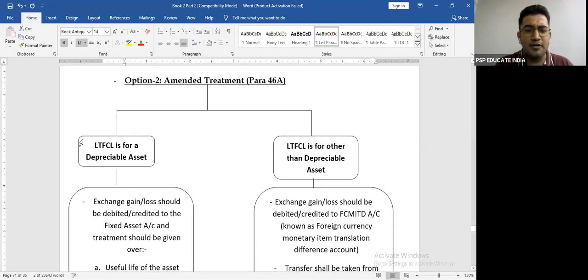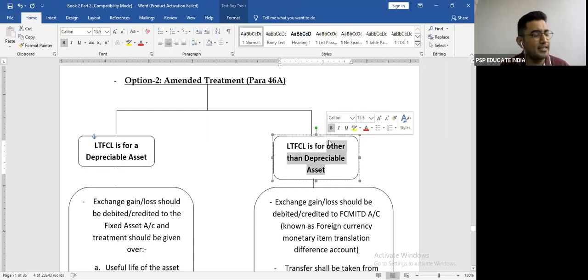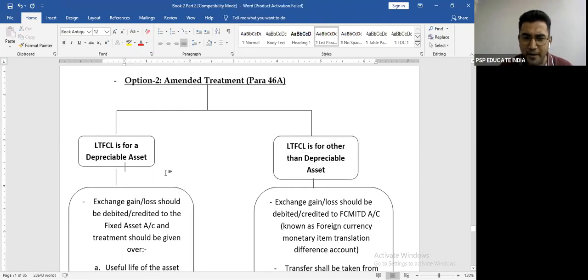If your long term foreign currency loan is for a depreciable asset, and if your long term foreign currency loan is for other than a depreciable asset, मतलब मान लीजिए आपने लोन लिया है कोई depreciable asset के लिए और आपने लोन लिया है कोई other than depreciable asset के लिए. सबसे पहले depreciable asset पे ध्यान देते हैं, समझना प्लीज.